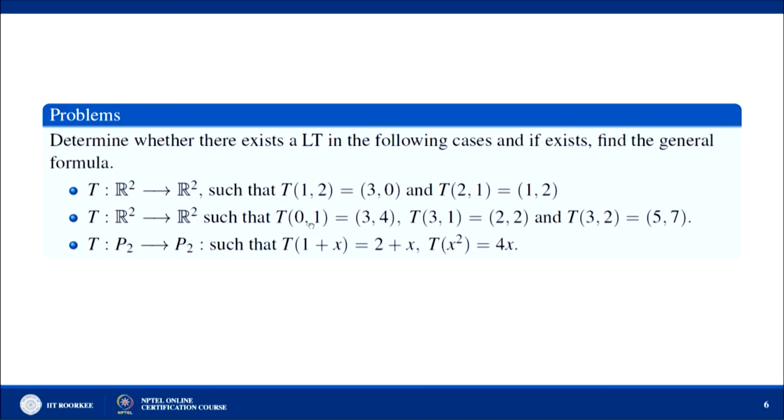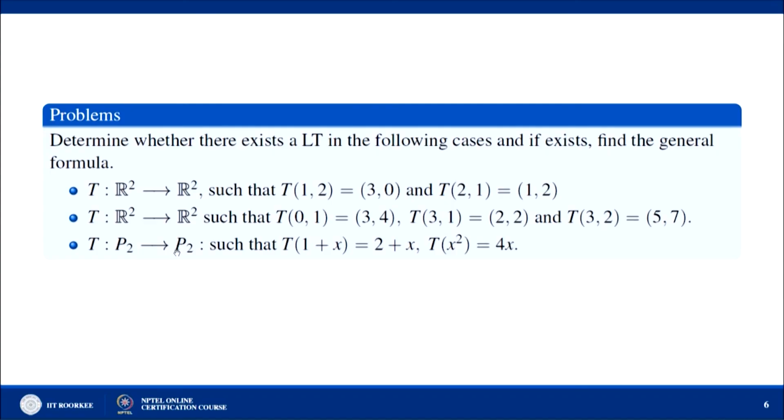So, you take any two linearly independent vectors, say (0, 1) and (3, 1), and find a linear transformation as we did in the first example. If that linear transformation also satisfies the third expression, then such a linear transformation exists; otherwise we say that it does not exist. Basically, you can write (3, 2) or (3, 1), any one vector, as a linear combination of the remaining two, and check whether the images are also the same or not. If they are not, that means the linear transformation does not exist. Now, for the third example, you see it is defined from P2 to P2.